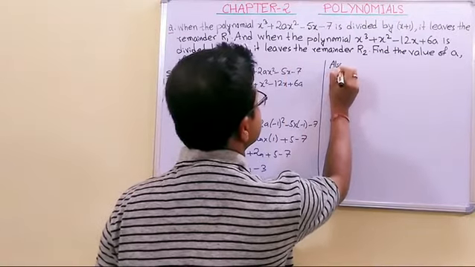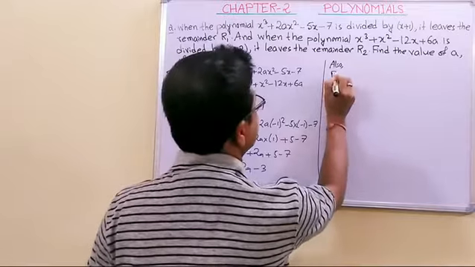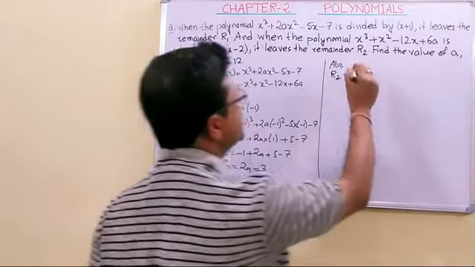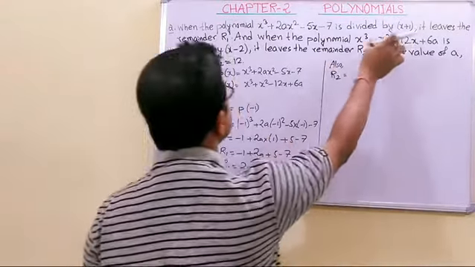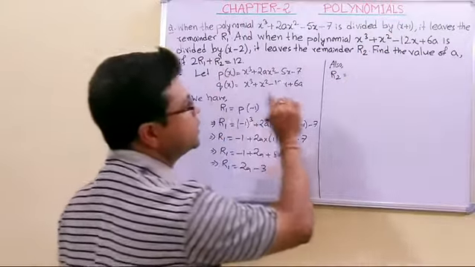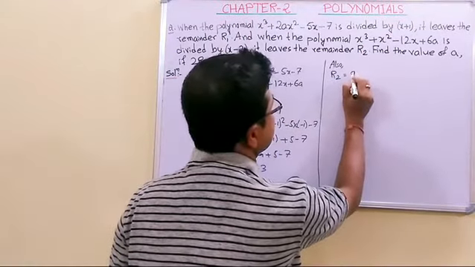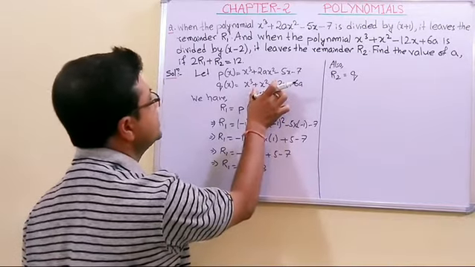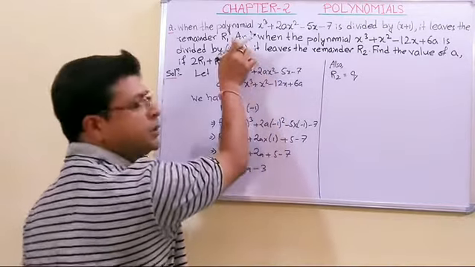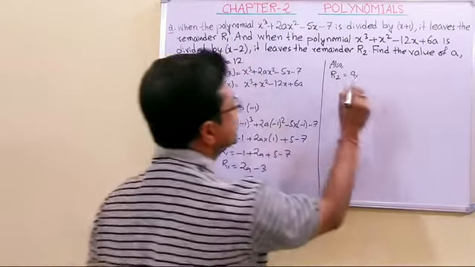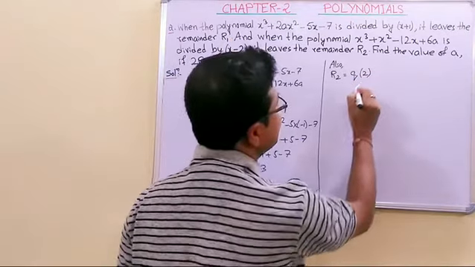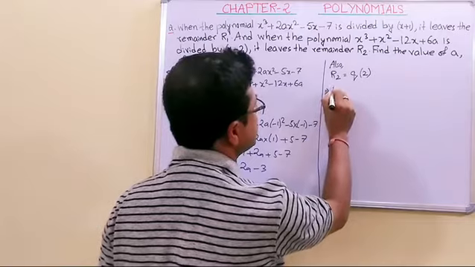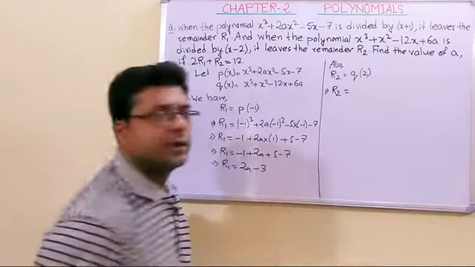Similarly, we will find r2. How will we find r2? r2 is the remainder when we divide this polynomial by x minus 2. So the remainder is q of, what is the zero of x minus 2? Right, 2. So the remainder is q of 2. So r2 is equal to q of 2.